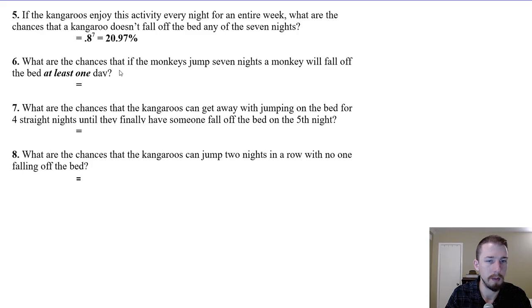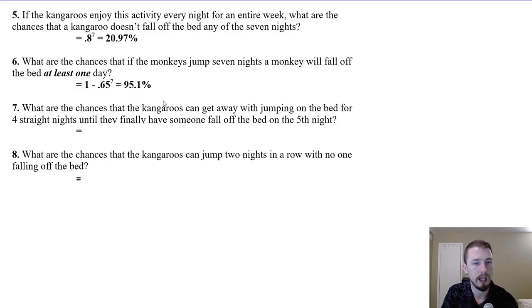What are the chances that if monkeys jump 7 nights, a monkey will fall off at least one day? Anytime we see at least one, we should always solve by the complement. So we're going to do 1 minus the probability that 7 nights in a row no monkeys fall off, which would be a 65% chance. So 1 minus 0.65 to the 7th power would give us a 95% chance. So there's a 95.1% chance that in an entire week of 7 days, a monkey will fall off at least one of those days.